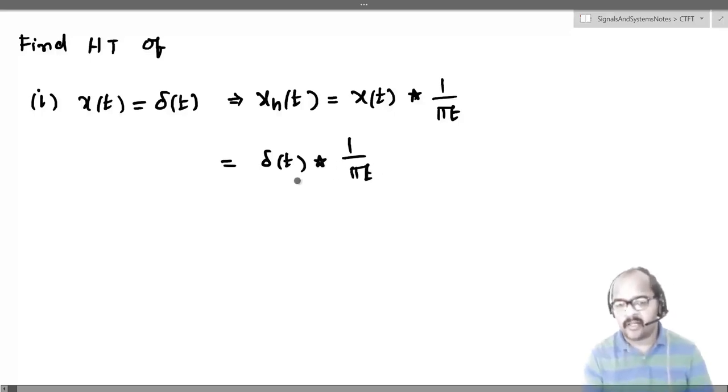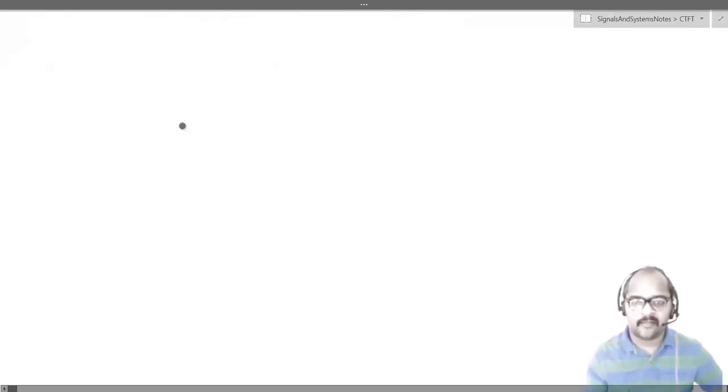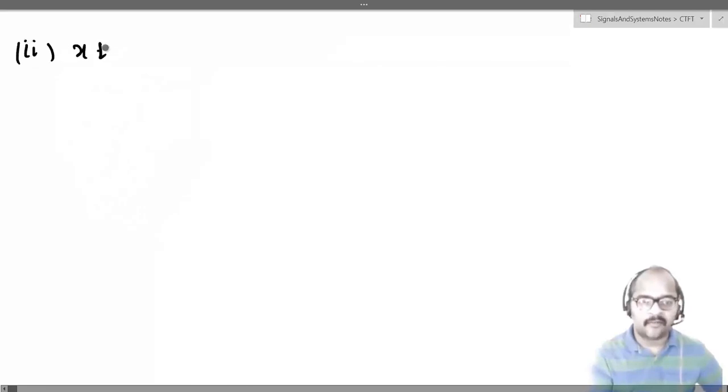But we know that convolution of any signal with delta of t will give you back the signal. So this should be equal to 1 by pi t. It means the Hilbert transform of delta of t is 1 by pi t. Right. Next, second one. Let us take x of t to be equal to 1 by pi t.